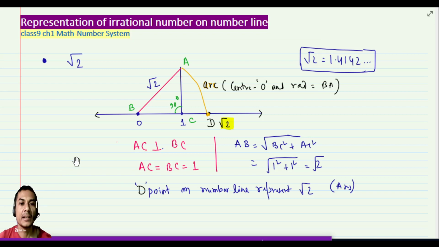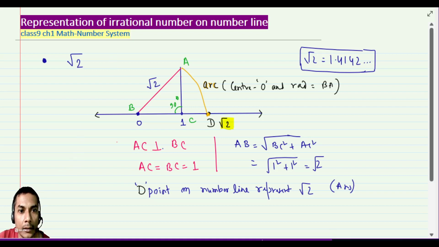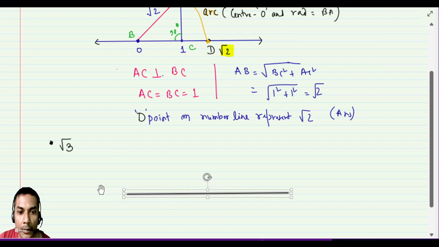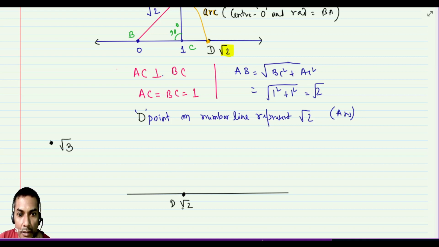Now how can we represent root 3 on the number line? Root 3. Okay. So what we have to do? Just draw one straight line here. Then you follow the first method above, and find out where root 2 is located. That is the point D.